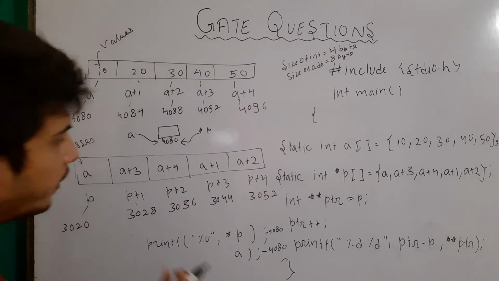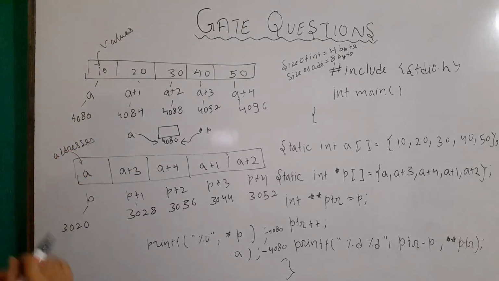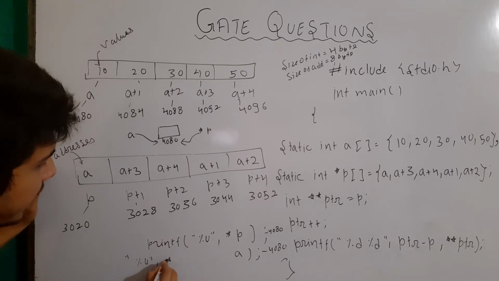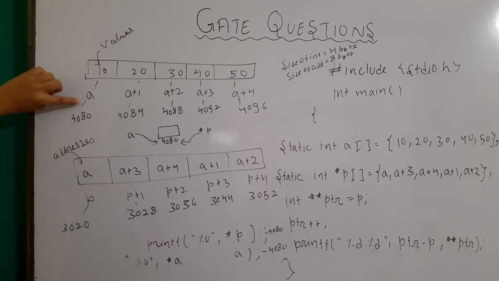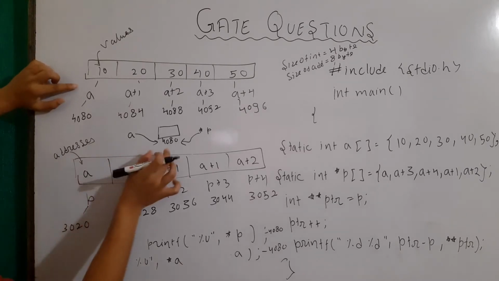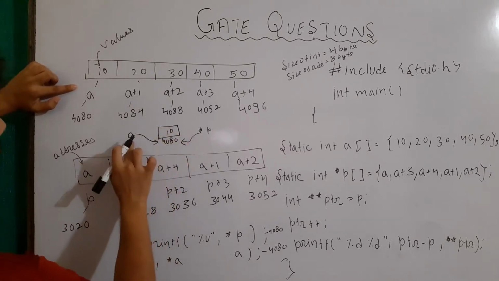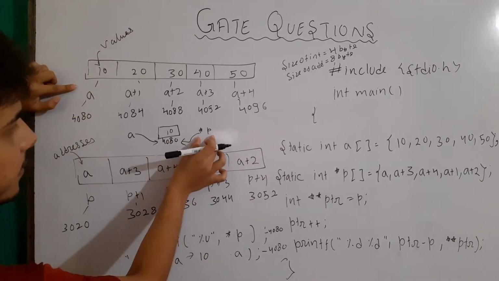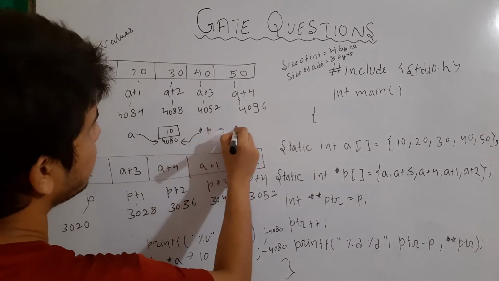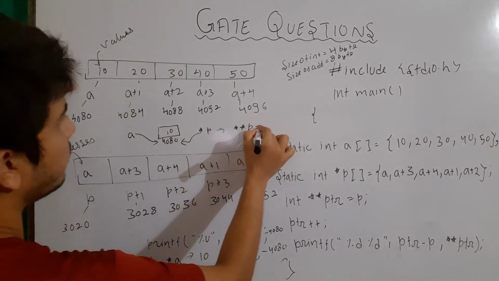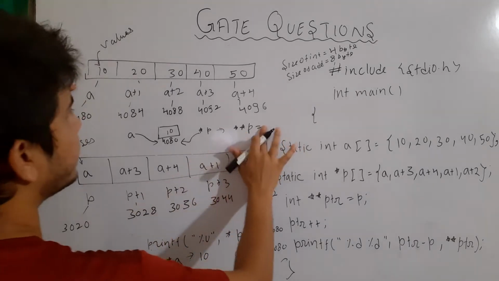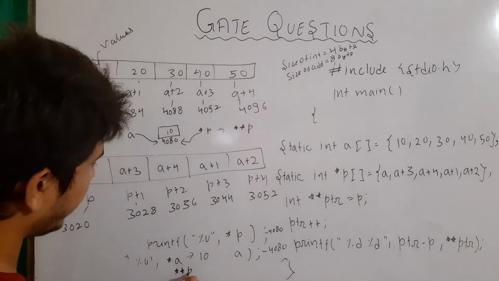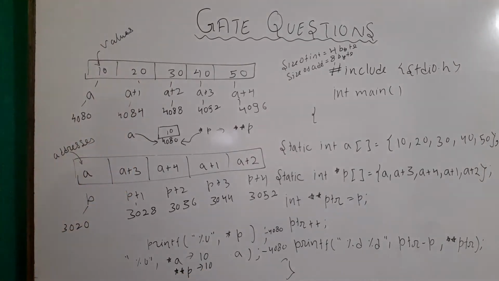Now if I want to find the content, then we dereference it. So if I write printf, let's say %u, and asterisk of a, asterisk of a means what is present in this address, so it will give me the output 10, okay? Similarly, this is an address, and if I dereference it again with asterisk asterisk p, it will also give me 10. So to access the value, I can write either asterisk a or asterisk asterisk p. Both will give me 10 as output.